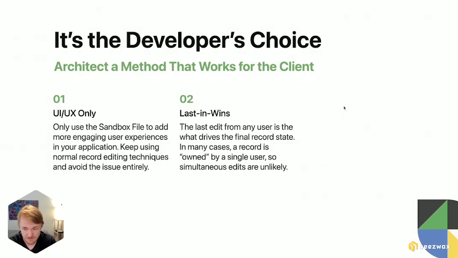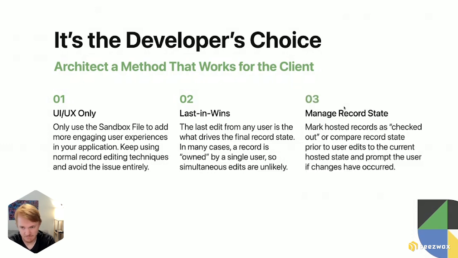For example, you might have a project management tool of some kind where each project has a project manager, so it's unlikely that 2 users are going to be modifying the same record. And so last in wins in that case tends to be fine. That said, we do have some that don't fit that paradigm. And in those cases, we have to decide some way to manage the record state. So that could be marking the record on the hosted side as checked out, or comparing the state of the hosted record to what the original state was when you started your edit, to make sure that no changes have happened since you started editing. There's other options as well, but those are 2 that we tend to lean towards.